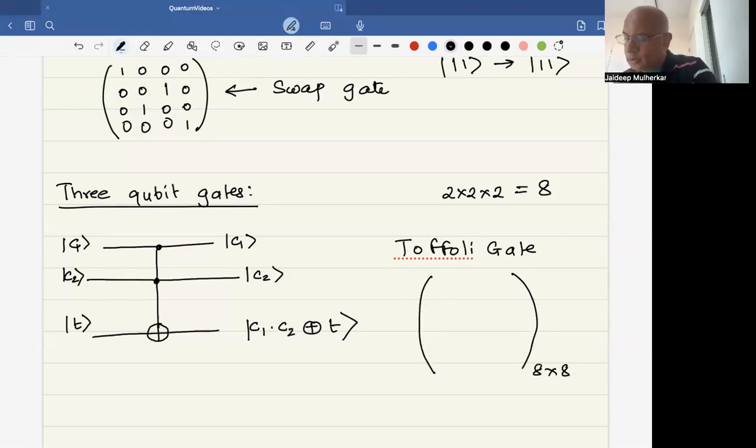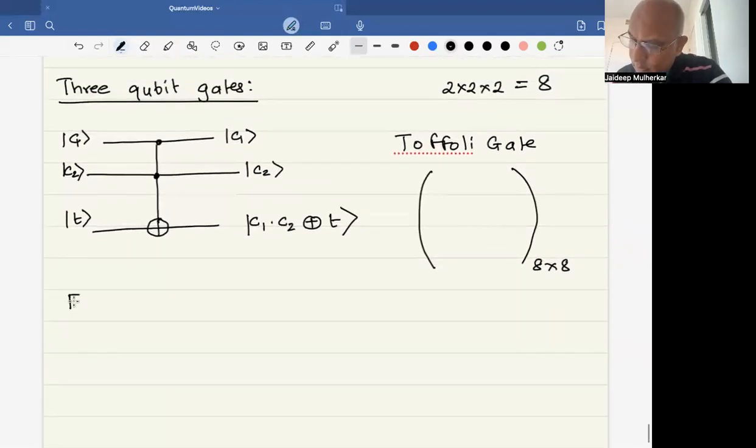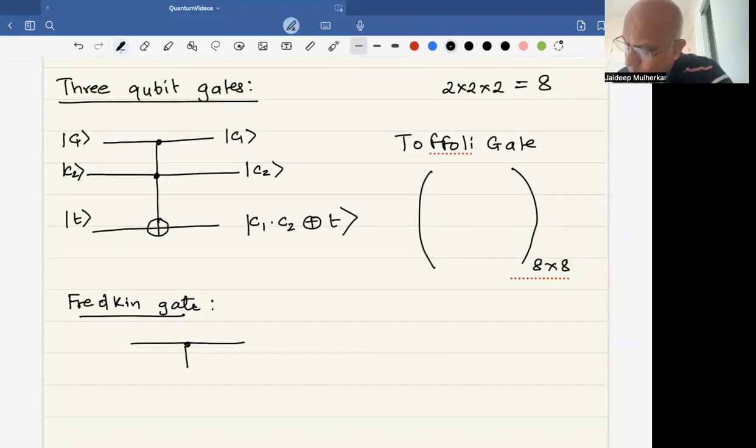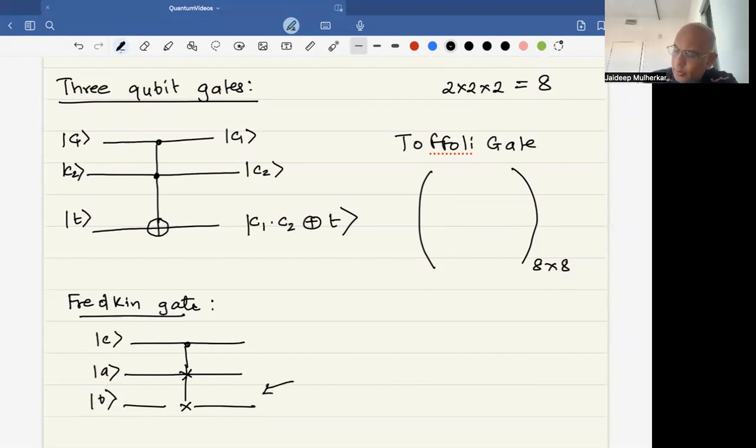And then finally we have the Fredkin gate, which has one control qubit, and if the control qubit is set, then the second and the third qubit get swapped. So C and then A and B. So these qubits get swapped if the control qubit C is equal to 1.